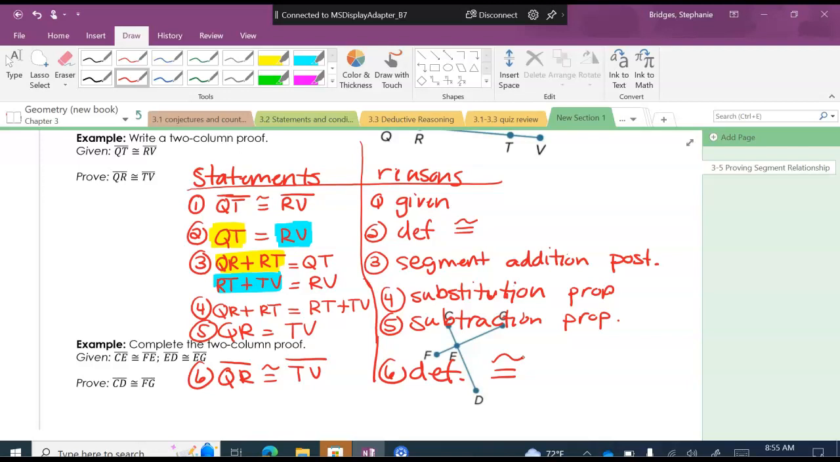But I was able to say that 2 parts made up QT, 2 parts made up RV. So then I was able to say that those 2 parts were equal to each other because QT and RV are equal. Then I was able to subtract the same piece off of each side. And then I was able to go and say that they were congruent after that. Okay? Does that make a little bit of sense?